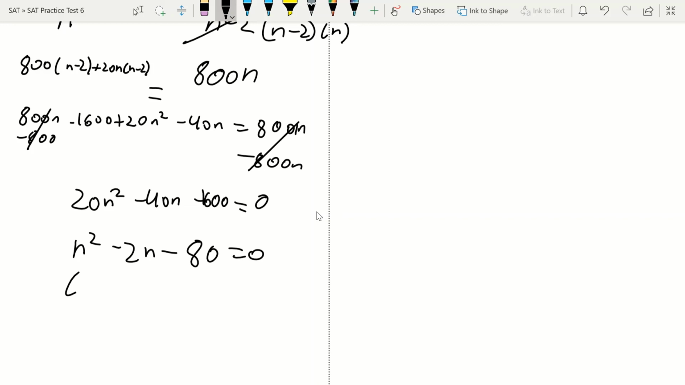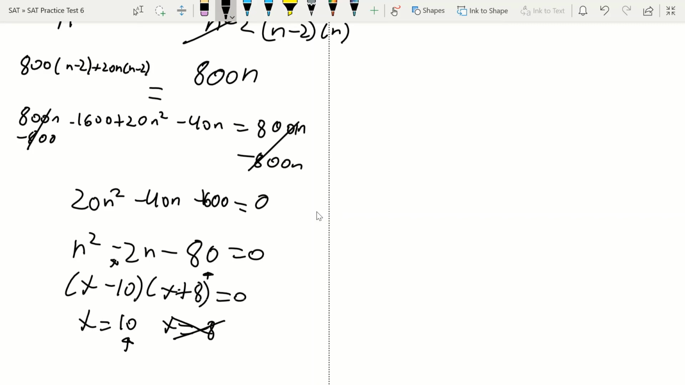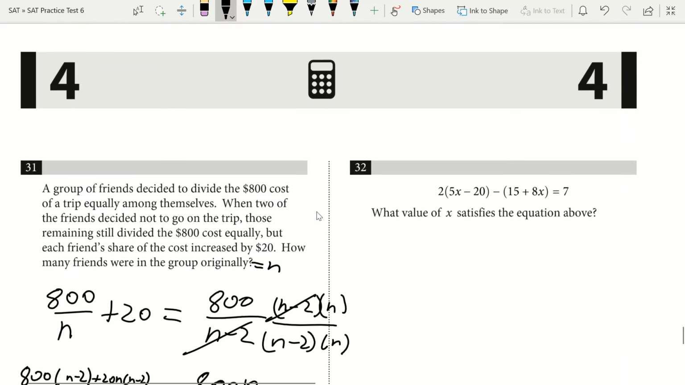What jumps off right into my head, right? I see 10 and 8, they have a difference of 2, right? So I'm going to have x minus 10, because we have a negative sign here. So the bigger goes with the negative, times x plus 8 equals 0. So I know my solutions could be x equals 10 or x equals negative 8, but we can't have negative 8 people. We have to have positive people. So our answer will be 10 as our number of original people.